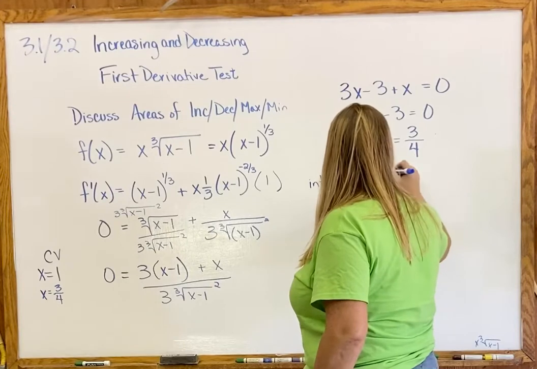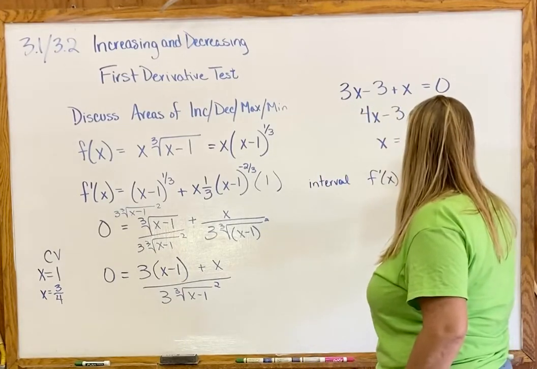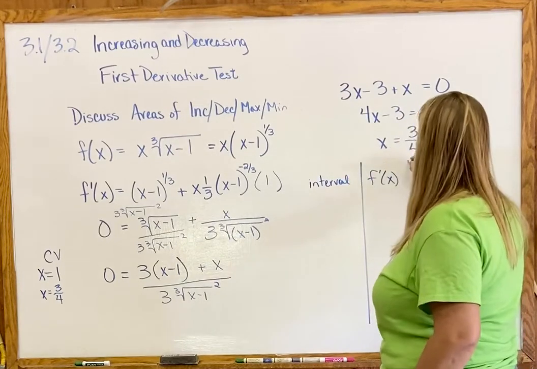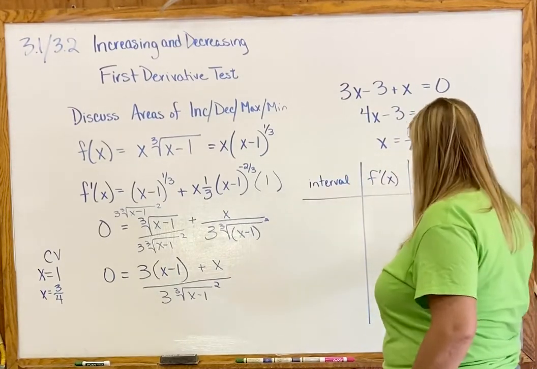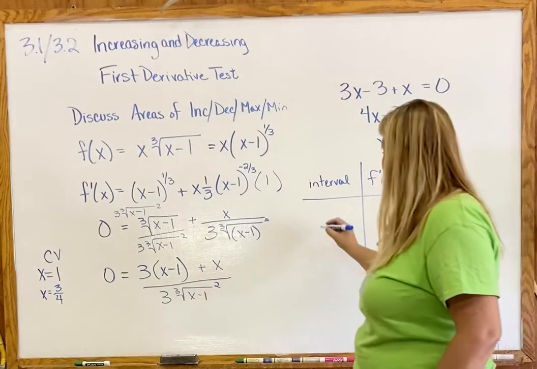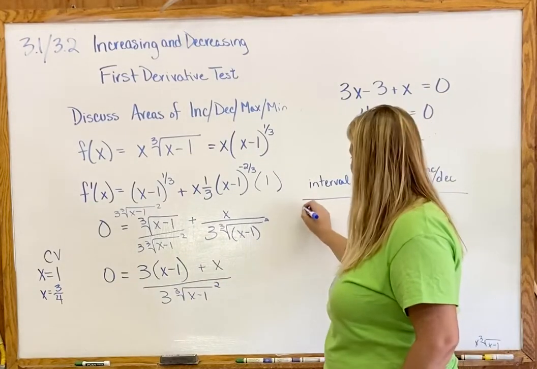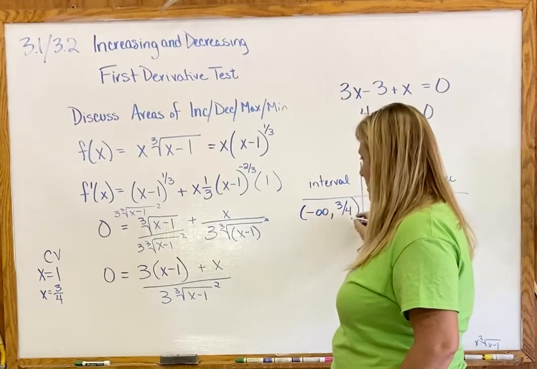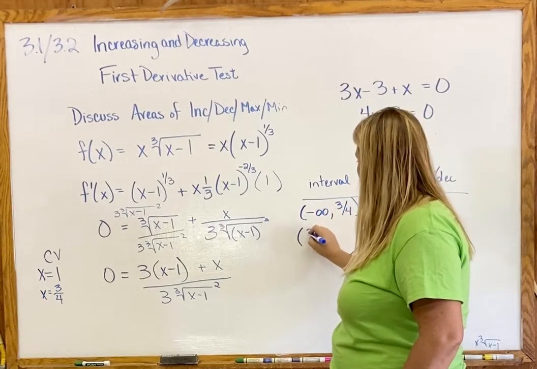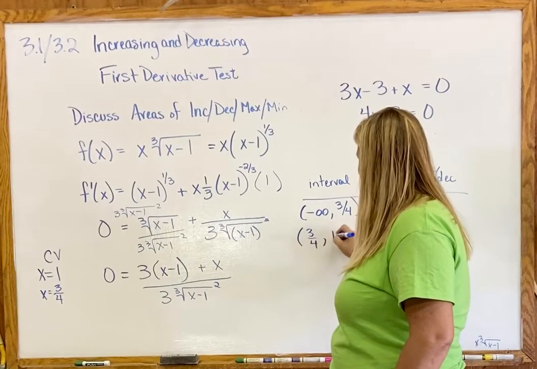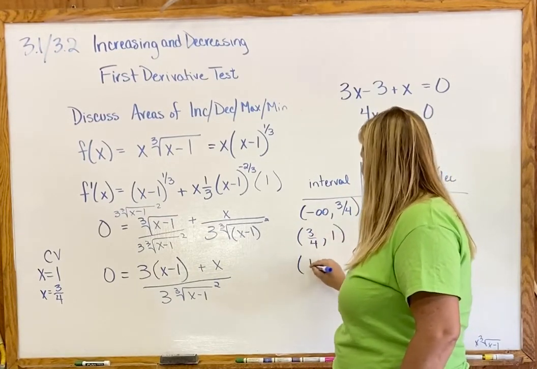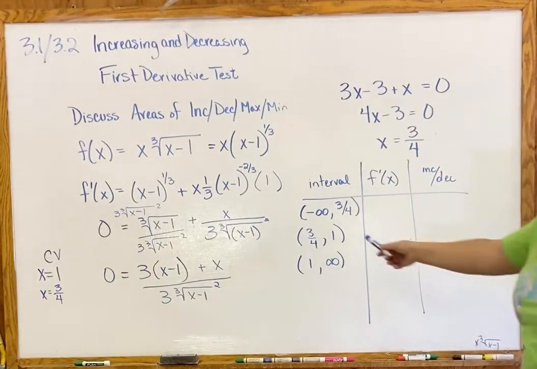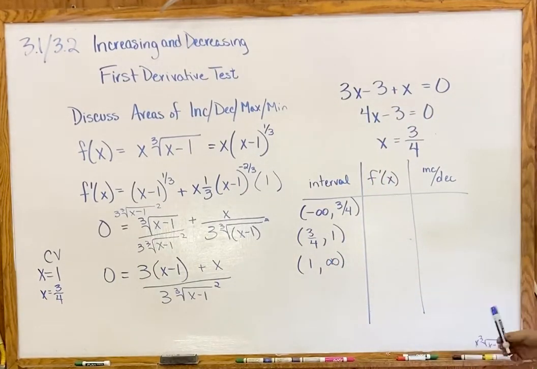f prime of x, and then increasing/decreasing. I guess it doesn't need to be that big, but whatever. So we're going to go from negative infinity all the way up to 3/4. And then the next one is a real teeny one, 3/4 to 1. And then we go from 1 to infinity.